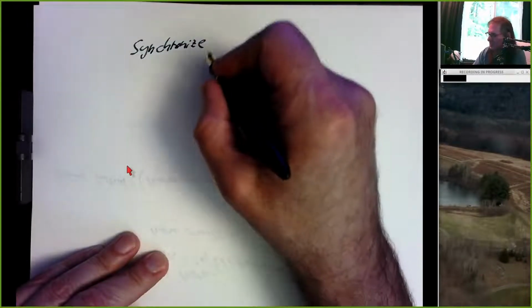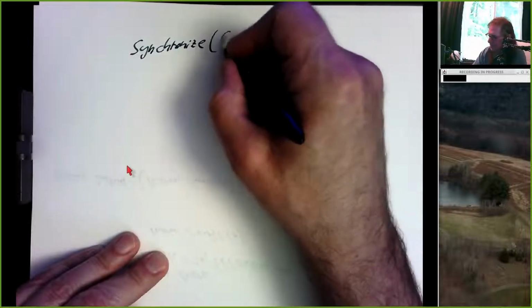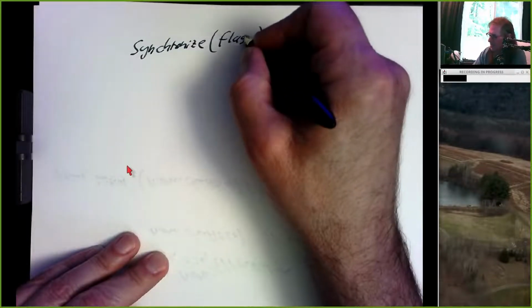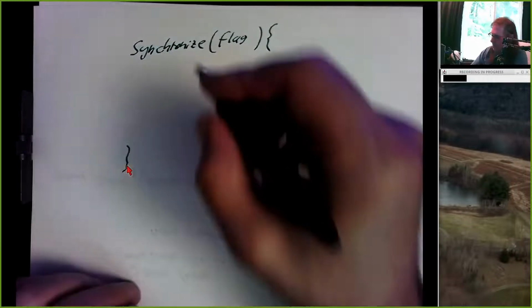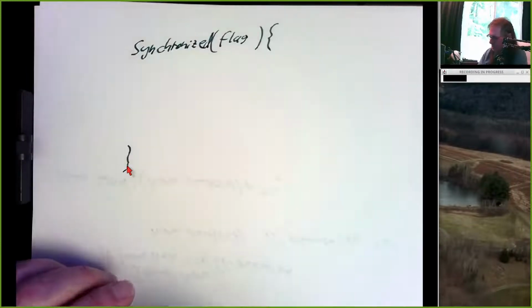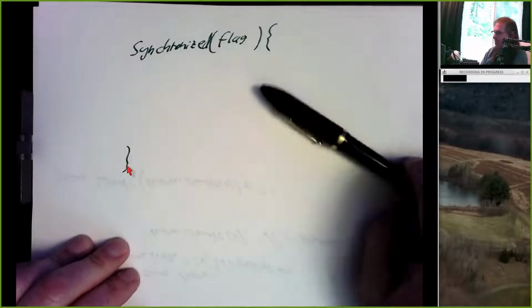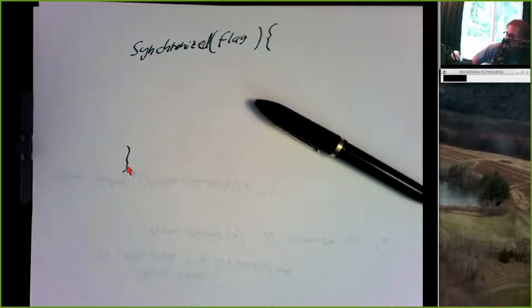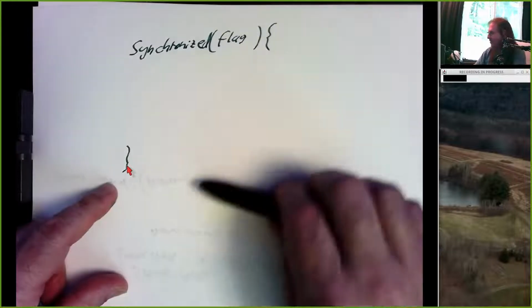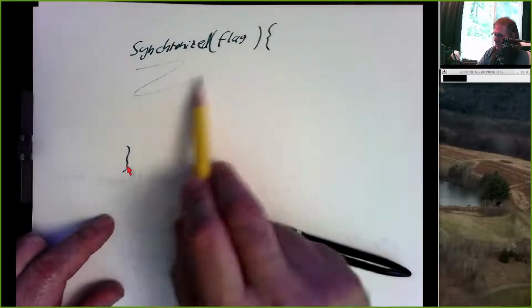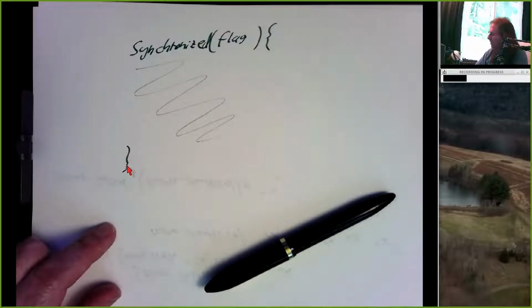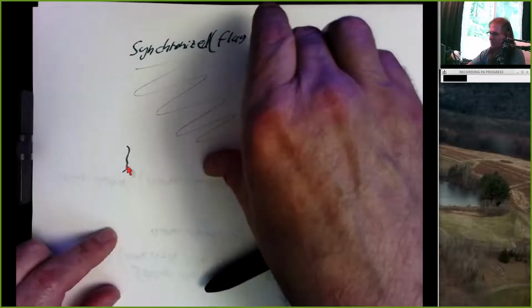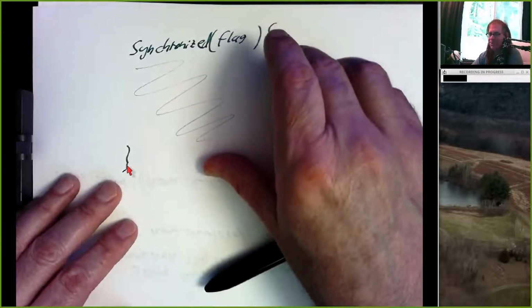Or synchronize. And it takes an argument of sorts, which is a flag. I think it's synchronized. We'll find out when I compile. Synchronized, parentheses, and it takes some sort of flag, and then curly brackets. And the deal is, everything inside here has the following property. If two different threads tried to execute this block of code, only one of them is going to be able to do it at a time.